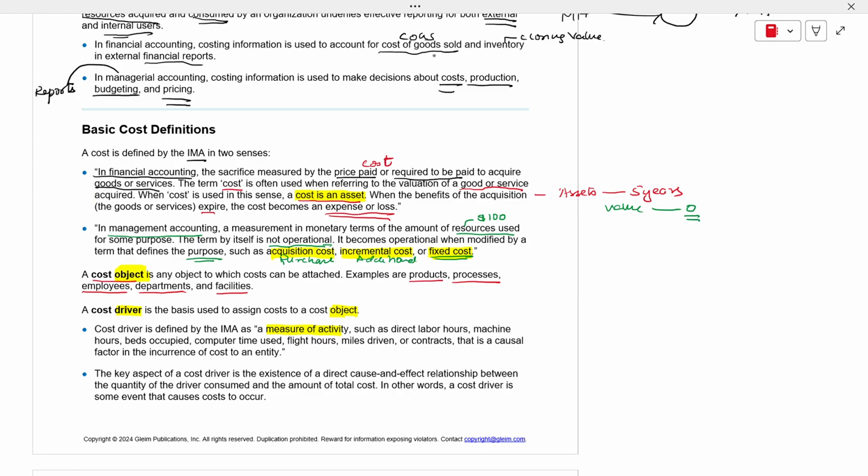See what will happen if the cost driver increases. Automatically, what happens? The cost will also increase. If the number of machine hours is increasing, what will happen? Cost will also increase. You are driving more number of miles, automatically cost will also increase.